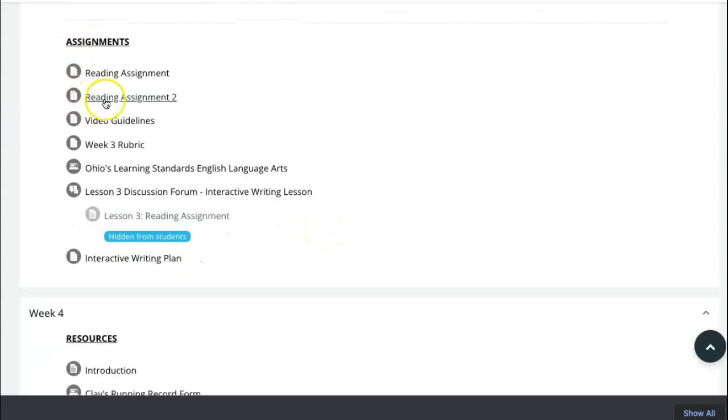You have 2 reading assignments. Please review the video guidelines before you make your video this week. Here is our rubric. Here are the standards which you will need for your lesson plan.